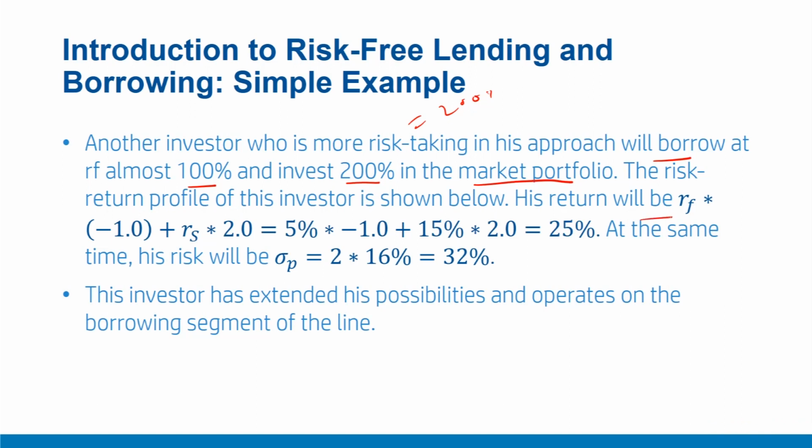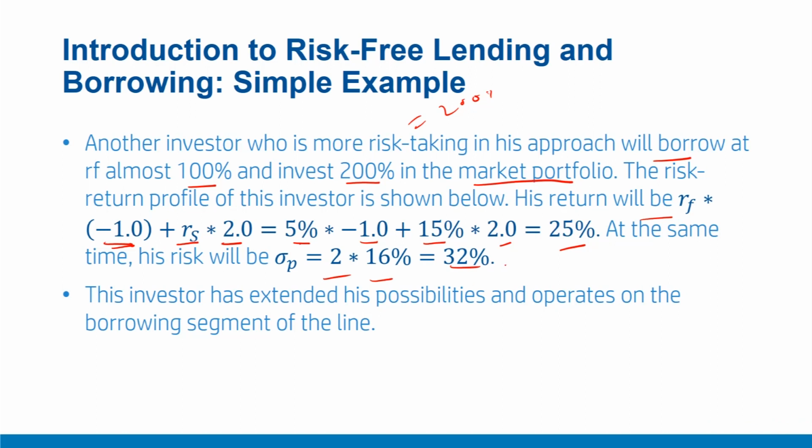First, his return will be RF into -1. This -1 represents the 100% borrowing, plus RS into 2, which represents 200% investment in the market portfolio. The resulting profile becomes 5% into -1 plus 15% into 2, which is 25%. Now this is quite a large expected return that he's getting from his portfolio, a very high return. But at the same time, his risk is 2 times 16%, which is 32%.